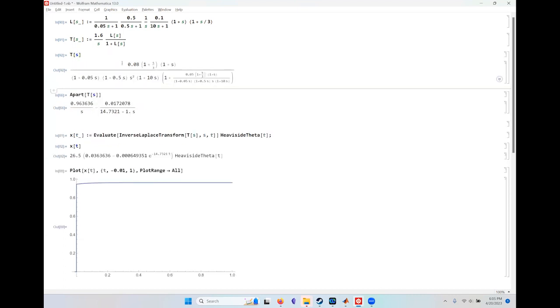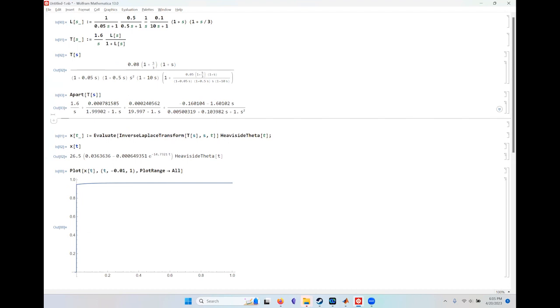It's going to be this thing. This is just this whole thing combined together. And then I could use the apart function. The apart function in Mathematica gives me something that's essentially the partial fraction expansion. So if I do this, I get the partial fraction expansion.